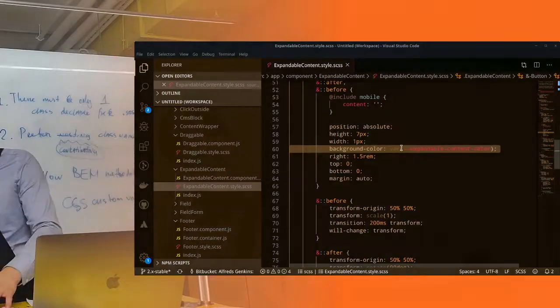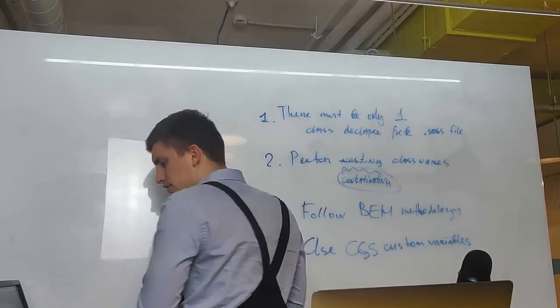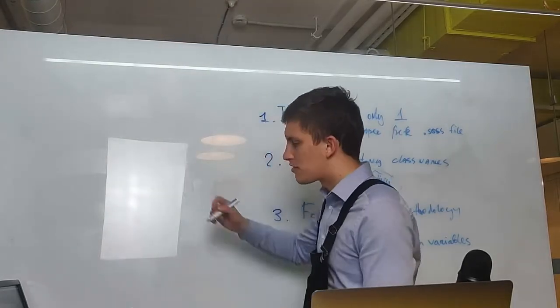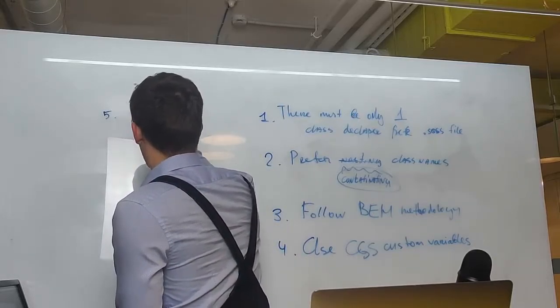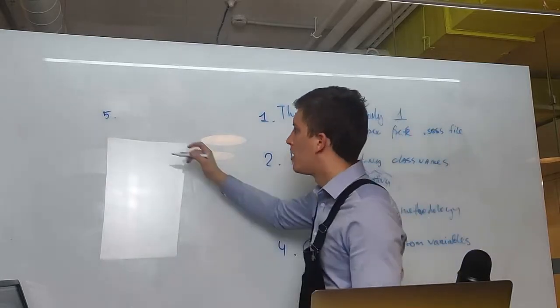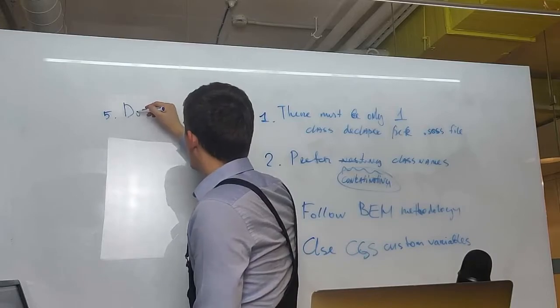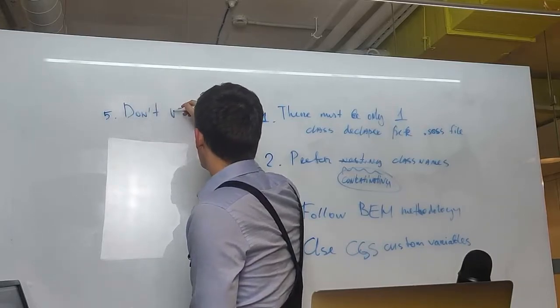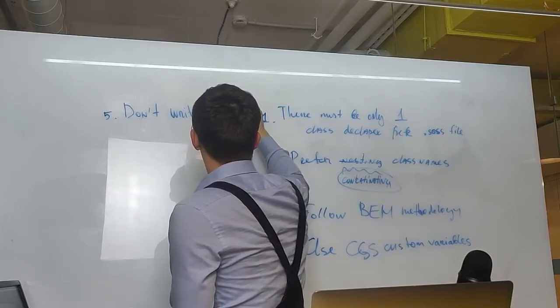So let's also write this down, but now I see we don't have too much place for it. I can try writing it down here. Let's try. If it will not be readable enough, I will erase this and write on top. So 5 is don't write vendor prefixes.